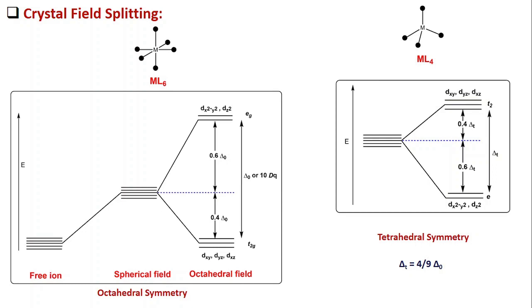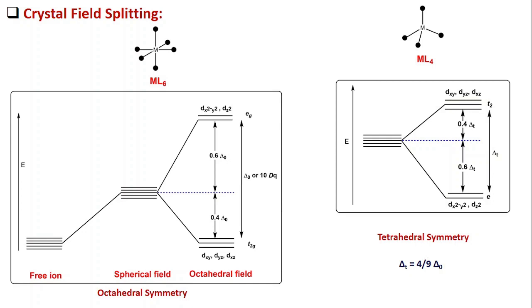However, their degeneracy does not break, that is, their energy remains the same. However, if we consider the octahedral field, their degeneracy breaks and they form 2 different sets of orbitals. One is denoted by the t2g set of orbitals, which includes the xy, the yz, and the xz, and the other set includes the x square minus y square and the z square, and it is denoted by eg.